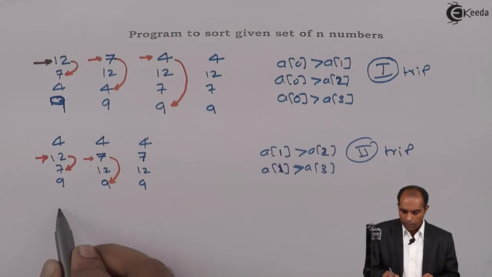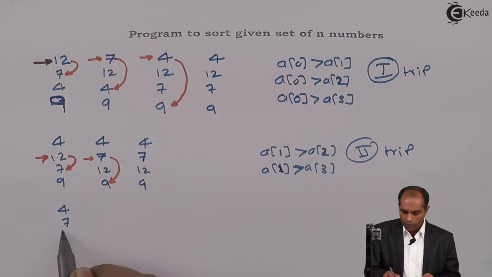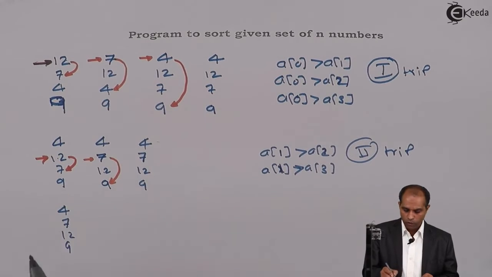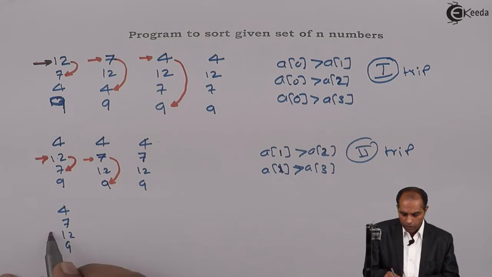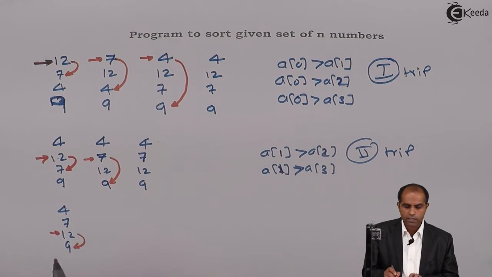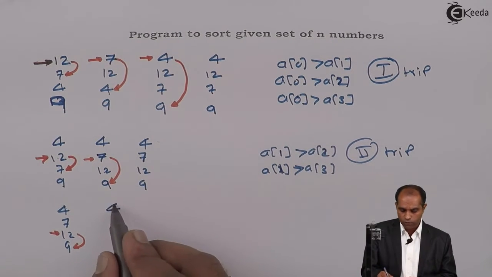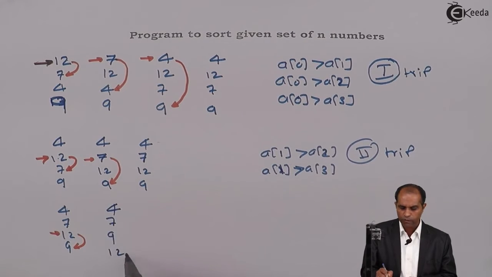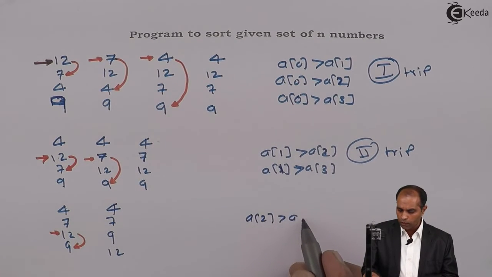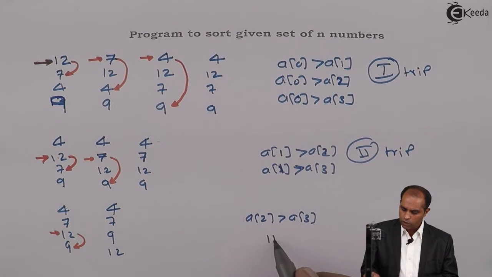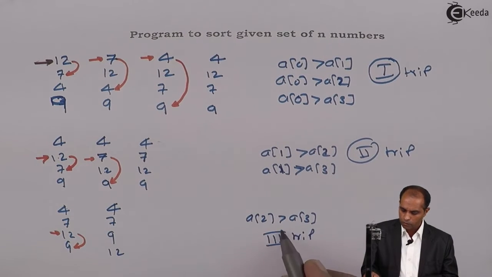Okay. So let me call this the second trip. And now I'll have the last trip: 4, 7, 12, 9. So what to do? The first two numbers are not supposed to be touched. I have only one possibility: the second last number with the last number. So 12 greater than 9, true. True in the sense 4, 7, 9, 12. What did you do? A of 2, is it greater than a of 3? True. This is my third trip.